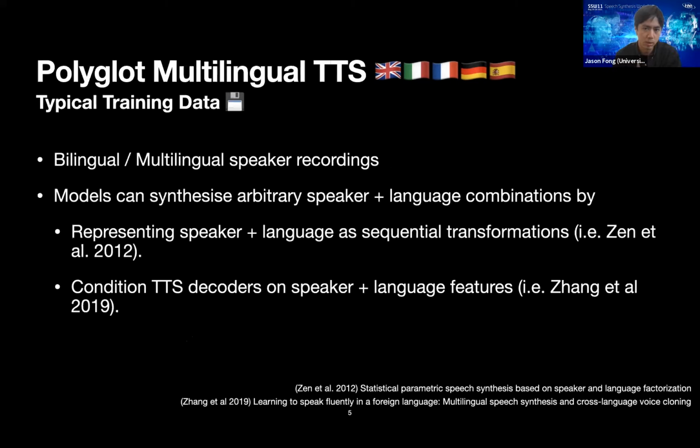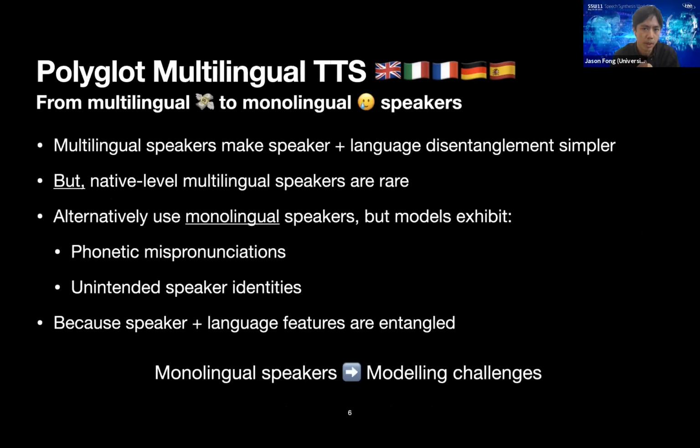And then multilingual systems can be built in several ways. Some of the older approaches represented speaker and language transformations as sequential, and newer Tacotron 2 based approaches would just include speaker and language as conditioning features. This is an approach that our model uses as well. But a lot of these models, although they can do multilingual TTS relatively well, fundamentally use multilingual data. But this multilingual data is actually quite rare, right? Because it's quite hard to find people who can speak natively in two languages or even three languages. And for a lot of language pairs, you just won't be able to find speakers for them, especially not going to English.